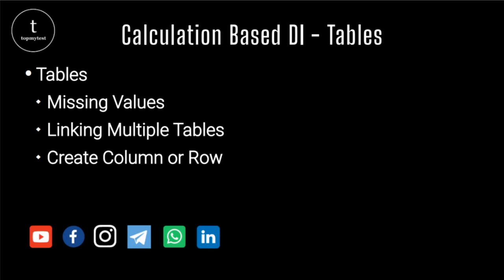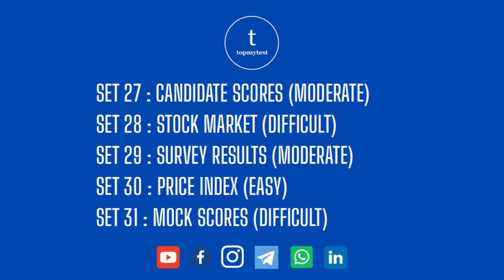A second type of question is linking of multiple tables. You have data which is split across multiple tables and you need to link these tables in order to find the information. And a third type of problem is creating a column or a new row. This is almost like a calculated column or a calculated row based on the information already given in the table. Let's get on with these sets.